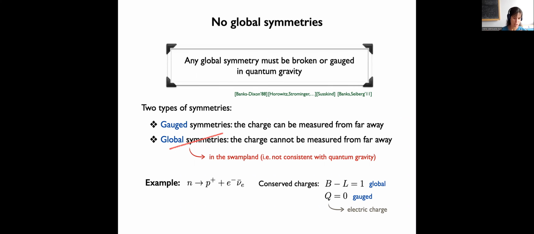So just to give an example, in the standard model, in these processes, you have two types of symmetry. You have B minus L and the electric charge, which are conserved at the level of the standard model. One of them is global because there is no way to know the value of B minus L unless you really go to the experiment and count how many baryons and leptons you have. While the electric charge is a symmetry which is completely fine, but it's gauged. It's associated to a gauged degree of freedom. It's like the global part of the gauge group. And this is what I call a gauged symmetry. And this is fine. We can measure this because we have the electric field, we have a Gauss law, and we can measure the charge from far away.